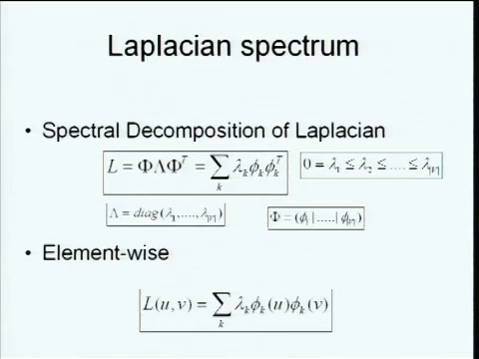And so these are the ingredients. Here are the ordered eigenvalues. For the Laplacian matrix, the smallest eigenvalue is 0, and its multiplicity tells you the number of connected components in the graph.